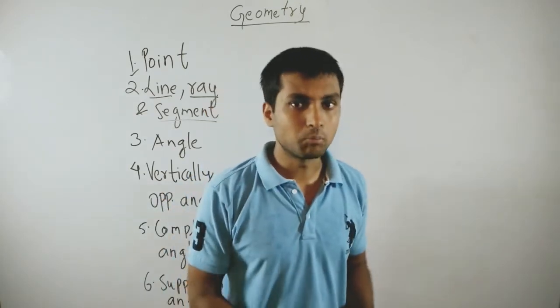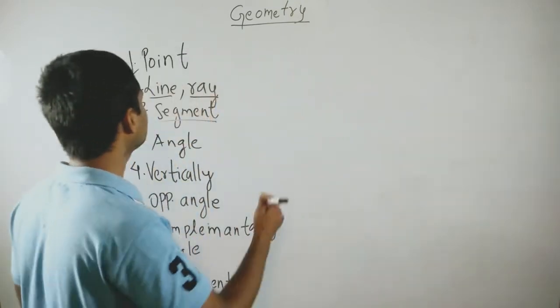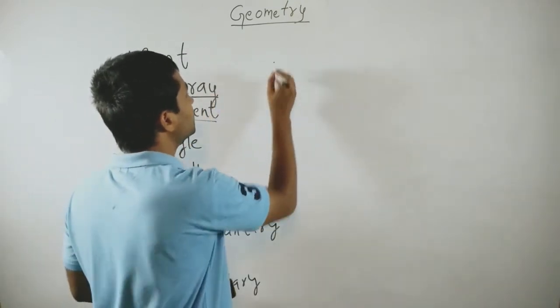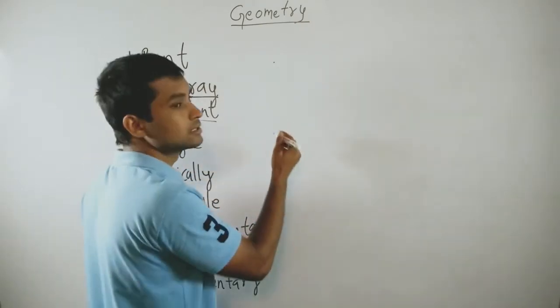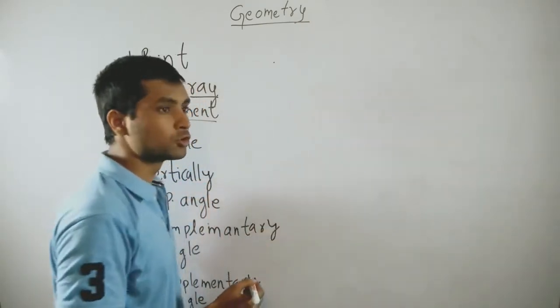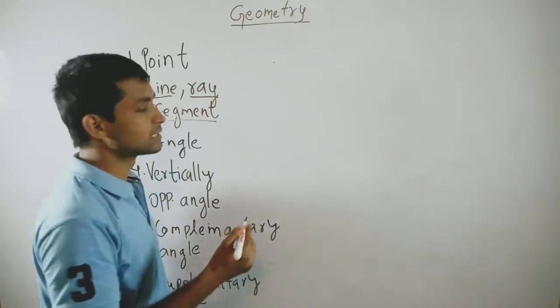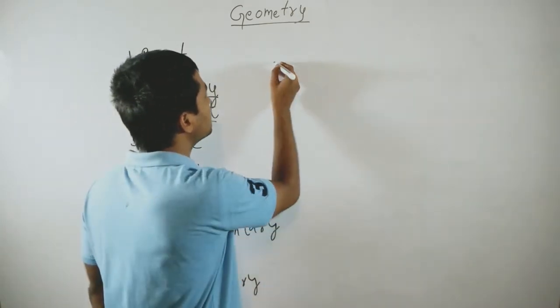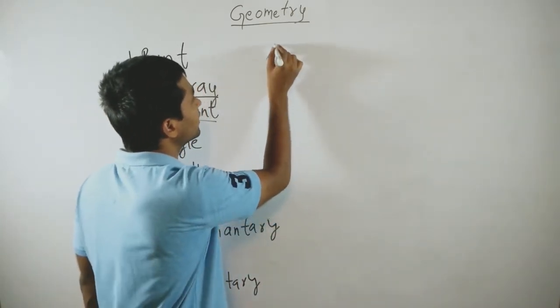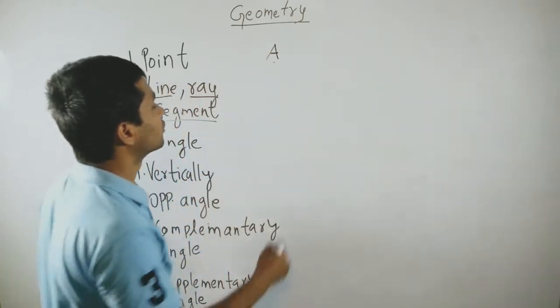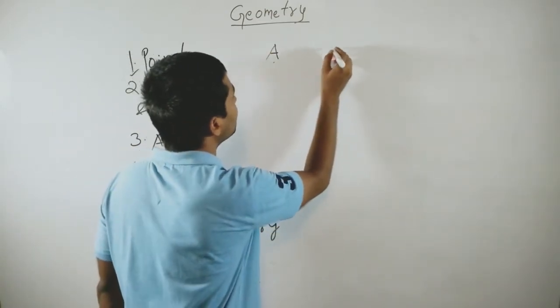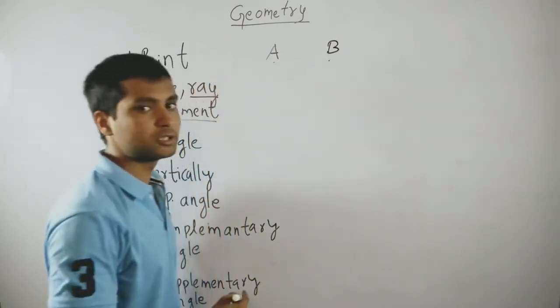Let's start with a point. A point is just a location. It has no dimensions. It is a dimensionless figure. It can be represented as alphabets. For example, A and B are 2 points here.